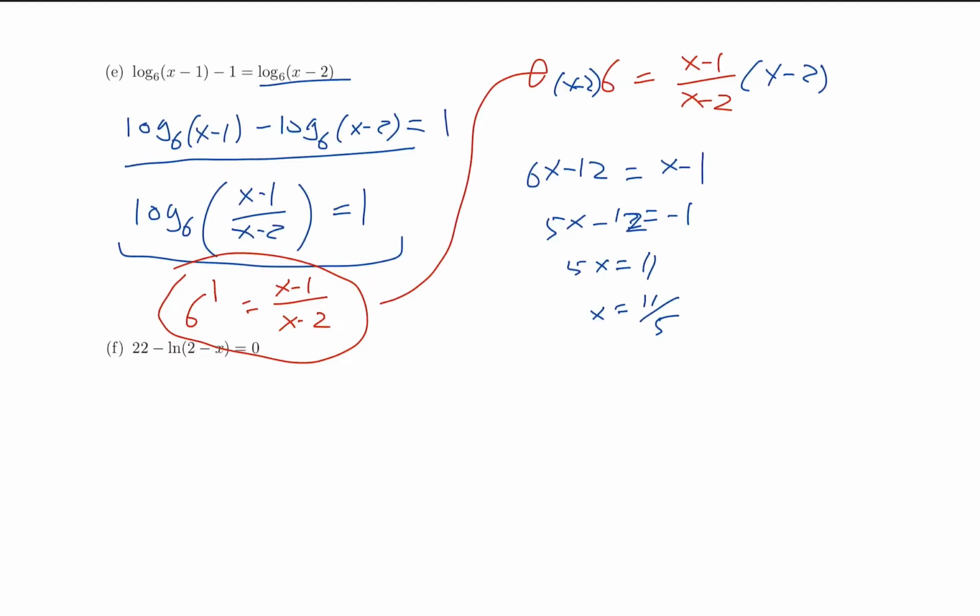Now we must check this solution. We have to see if x equals 11 over 5 can be plugged in right here, and give us a positive number inside of the log. So this part is okay, because 11 over 5 is bigger than 1. So 11 over 5 minus 1 gives us a positive. So that part is good.